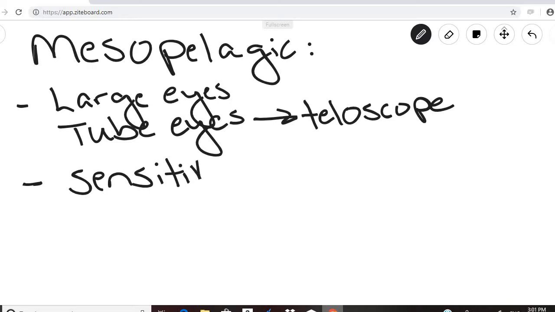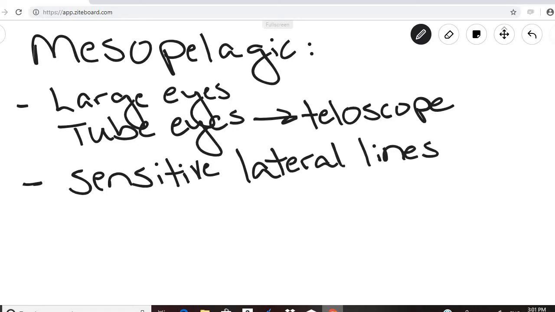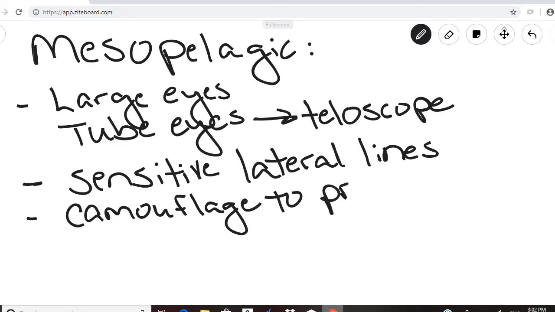They tend to have sensitive lateral lines. So the lateral lines can detect vibrations and no light is needed to do that. So their lateral lines are particularly sensitive. They often will have camouflage to prevent detection by predators.